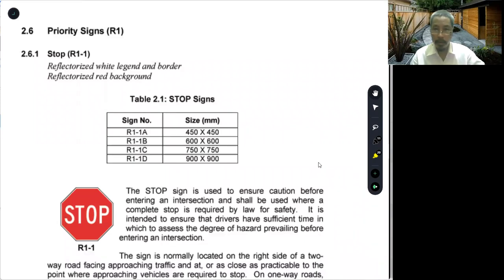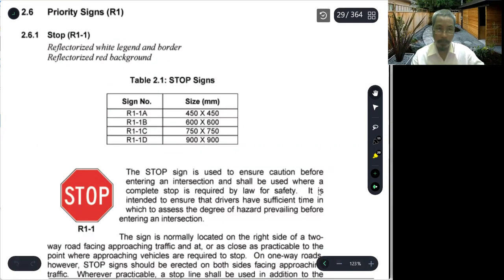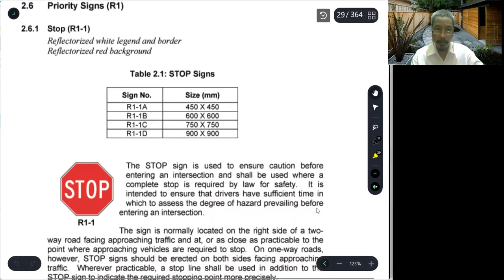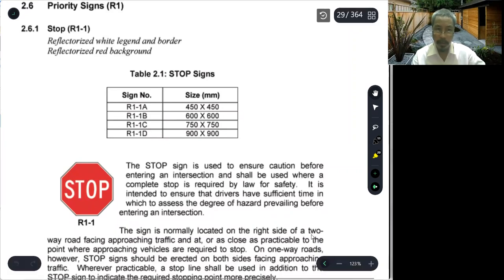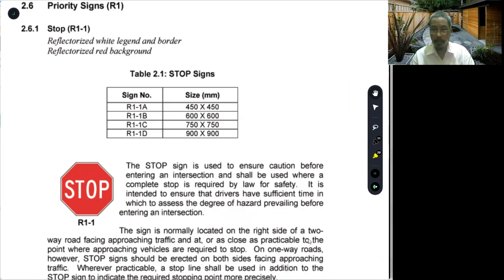In this module, we will focus on priority signs. This is what we call R1 classification of regulatory signs. So, priority. Let us deal with the first one, which is the stop sign. Must be reflectorized white legend and border, reflectorized red background. So all reflectorized, because it must be seen in any part of the day and night.